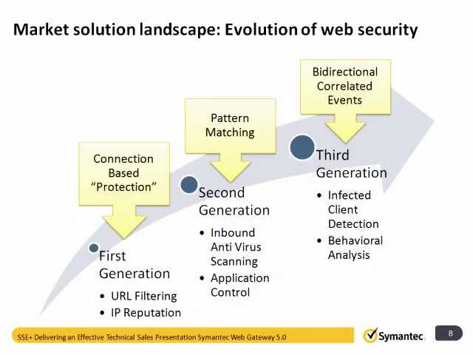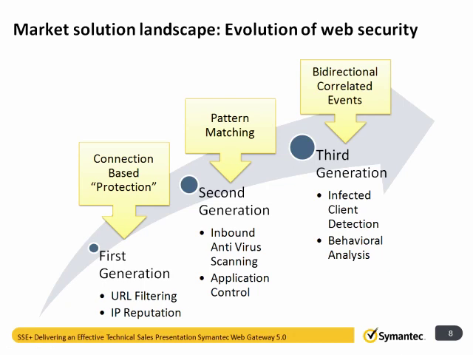This slide gives an overview on the evolution of web security products over the years. If you take a look on the left-hand side of the slide, you can see the first generation web security products, which initially started out by blocking or allowing access to sites based on the type of the content on the site or based on the reputation of an IP address.